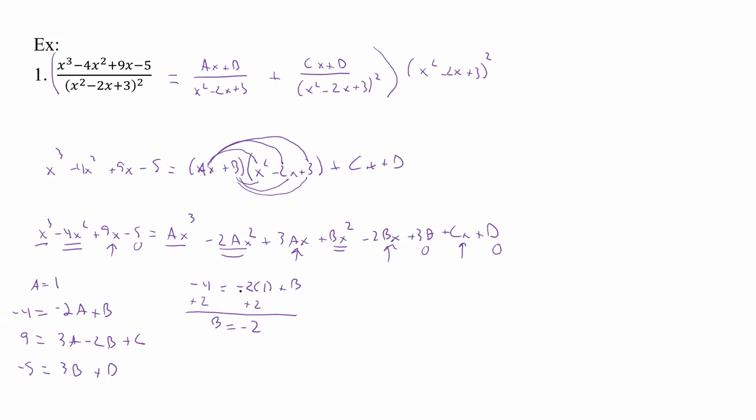Okay. So now I've got A and B, and now I have to plug it into here and get C. So if I do that, I'll have 9 equals 3 times 1 is 3, minus 2 times negative 2 is going to be plus 4, and then plus C. So subtract 7 from both sides, and C equals 2. And then our last one, we have negative 5 equals 3 times B, which was the minus 2, and that's plus D. So that's a minus 6. So if I add 6, D equals 1.